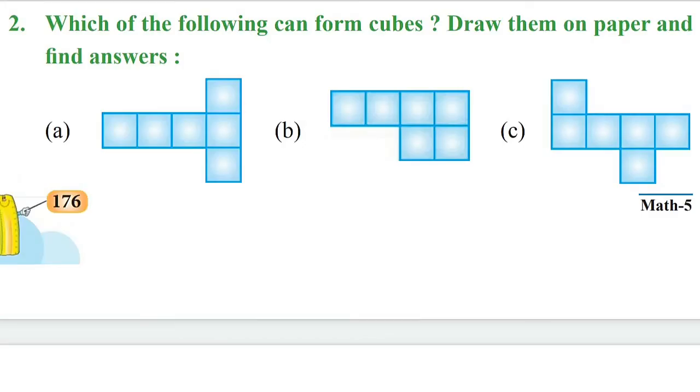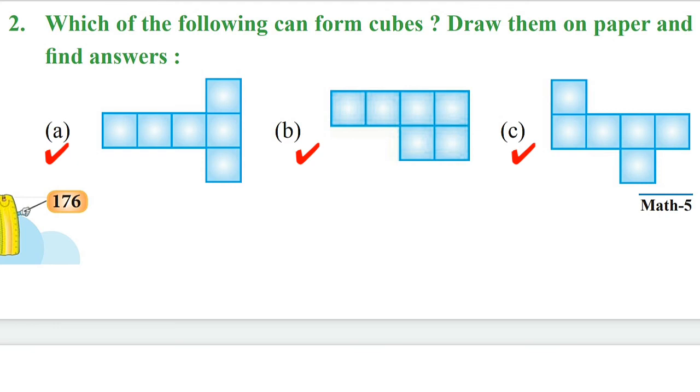Second, which of the following can form a cube? Draw them on paper and find the answers. Let me tell you, a cube is formed of 6 pieces of square. Here in A part we have 6 pieces of square. So here we can say that we can form a cube. Similarly in B part we can form a cube.